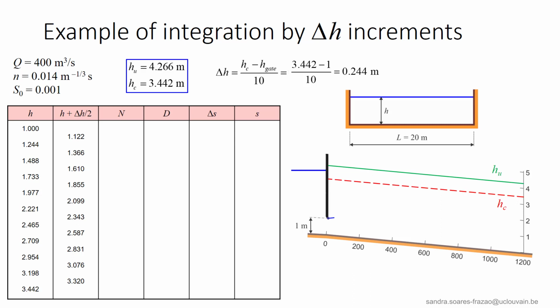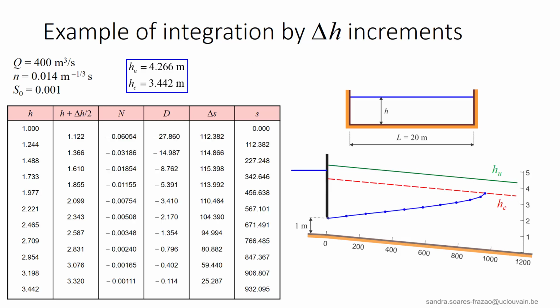We decide to calculate it with 10 intermediate points. So the difference between HC and the depth at the gate is divided into 10 delta H intervals, and we have delta H equal to this value. So we can now start filling in the table by calculating the values of N and D for each value here in this column of H plus delta H half.